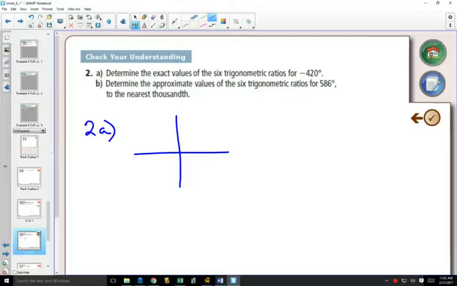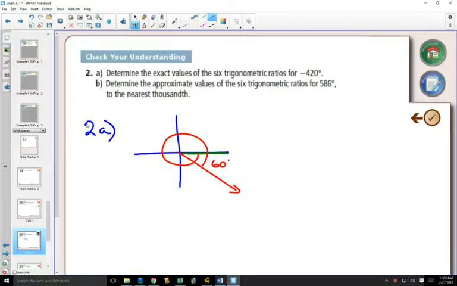So negative means, again, it always starts here. Negative means that it's going around in this direction. This would be negative 360 to here. We would go another 60 degrees more. So this is telling us that our reference angle is 60 degrees, and therefore your values are going to be part of your 60-degree family.